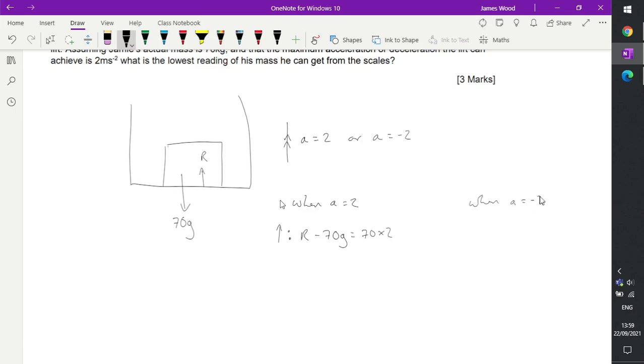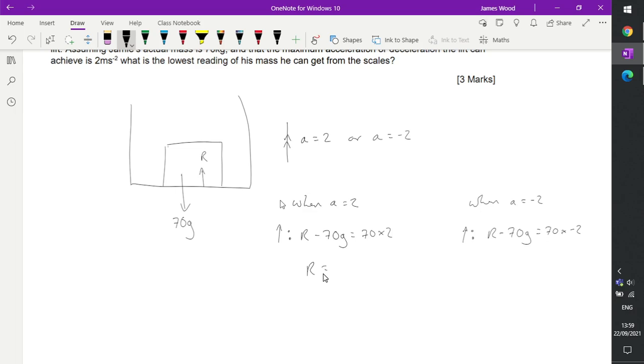When a is minus 2, so when the lift is slowing down, or it could be when it's accelerating downwards as well, we can have R minus 70g equals 70 times minus 2. Now hopefully out of those two you can predict which one is going to have the higher or lower R, but we will work out both anyway.